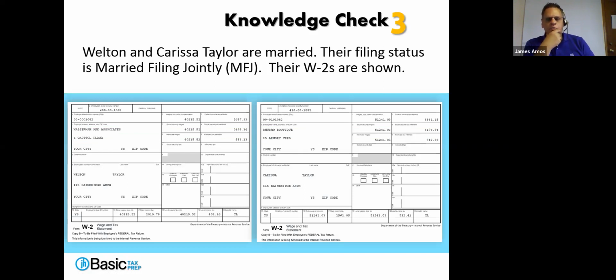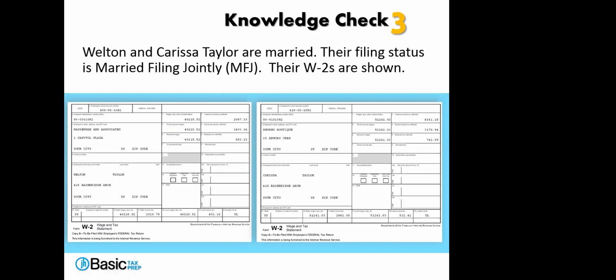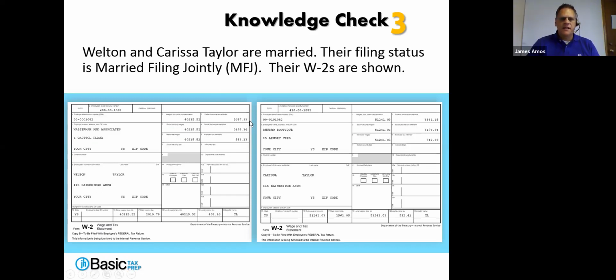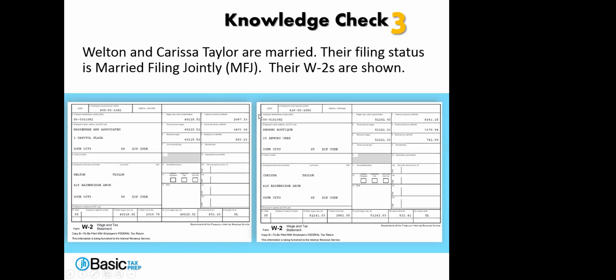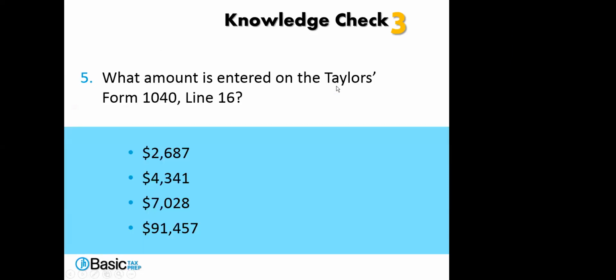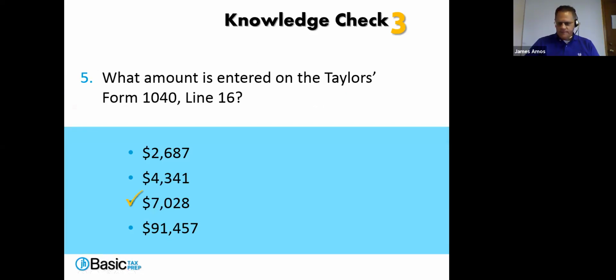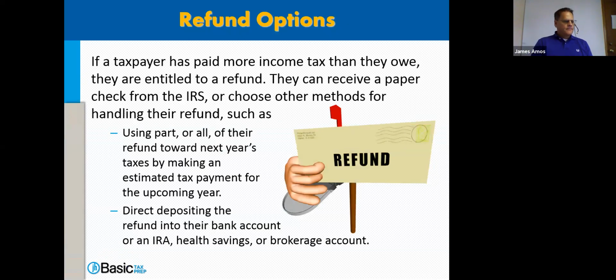So what box do we need to look at on each of these to get that answer? Box 2. So here's box 2 for the first one, and here's box 2 for the second one. So what do we do to get the answer? Add. Yep, we add those two together. So go ahead and add those together and tell me what you get. 7,028. 7,028. Perfect. Good job.